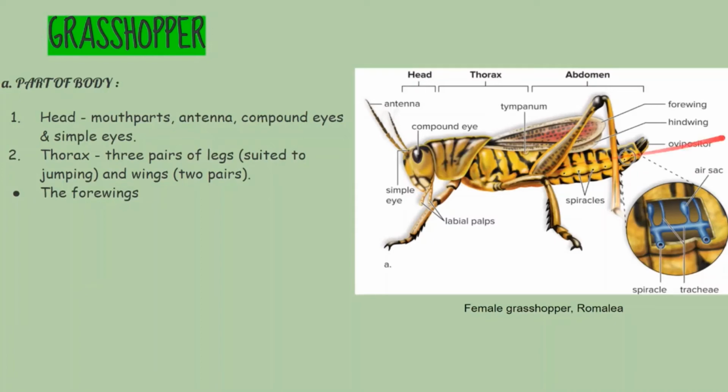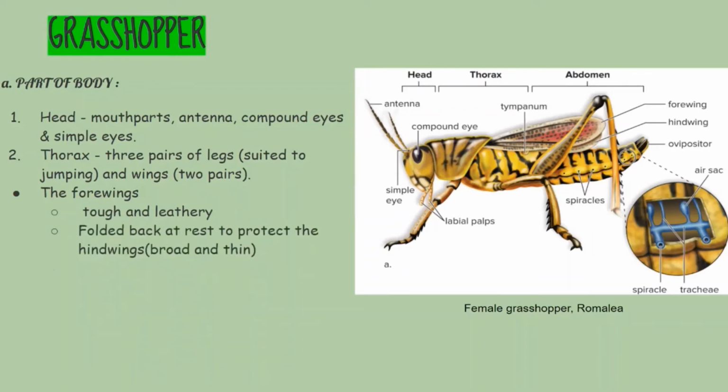The first pair of wings is the forewings. The forewings are tough and leathery. When they fold back at rest, they protect the hind wings, which are broader and thinner than the forewings. Lastly is the abdomen part.